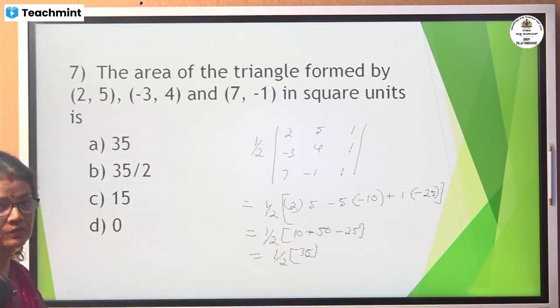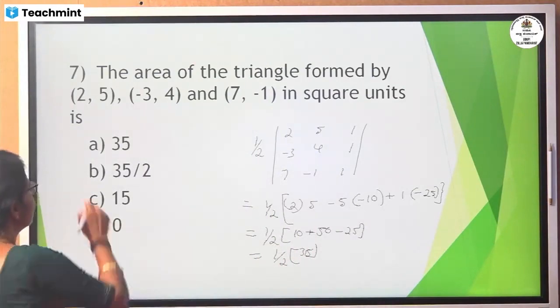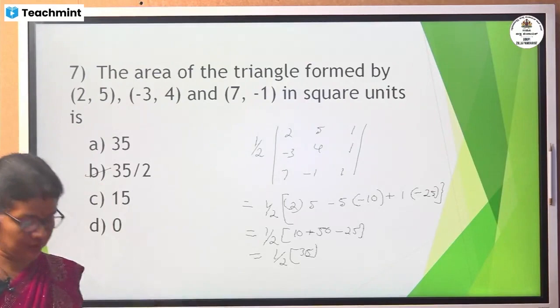If you check with the options, option B holds good. 35 by 2.